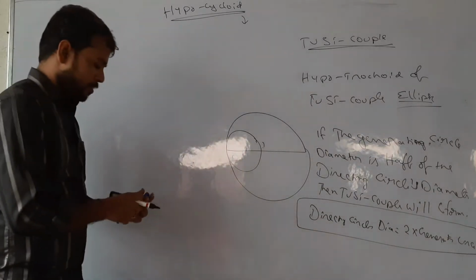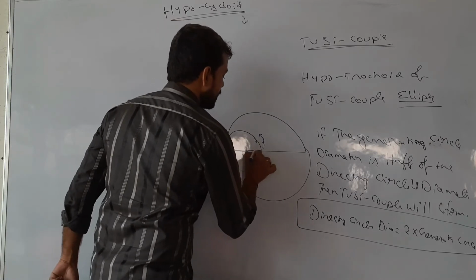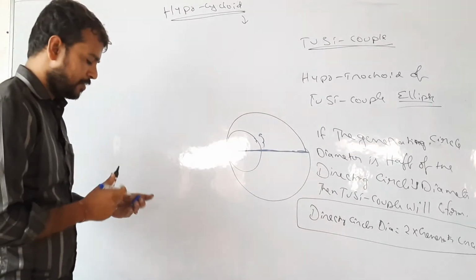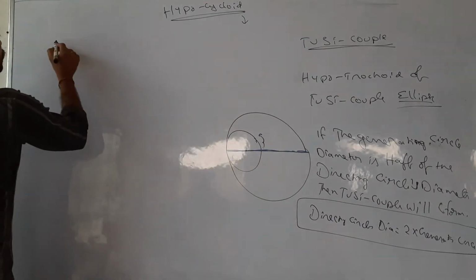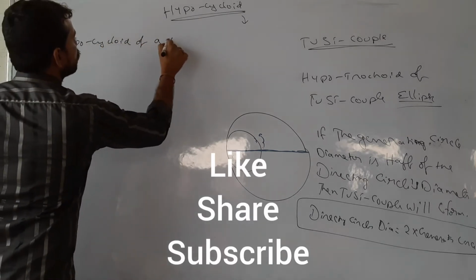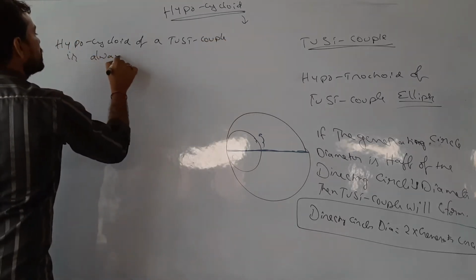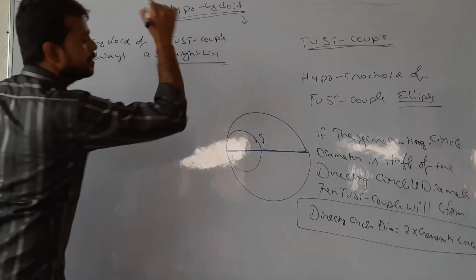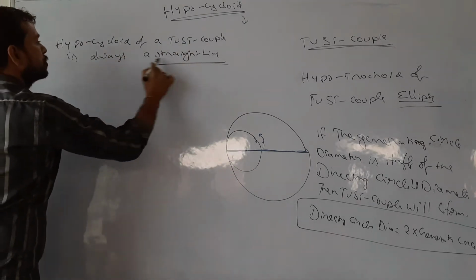Okay, if you rotate the circle like this, then what will happen? The point will trace a straight line. Even if you want, you can try the process, it will form a straight line. So the hypocycloid of a two-cusp couple is always a straight line. Most important thing in roulettes. You can get a question from this concept. Hypocycloid of a two-cusp couple is always a straight line.